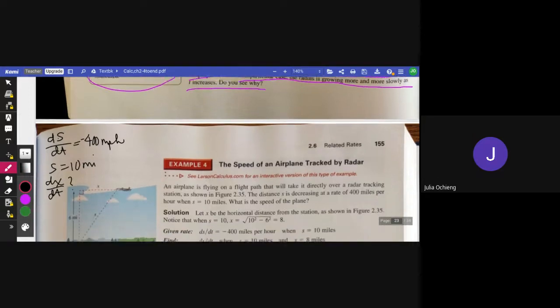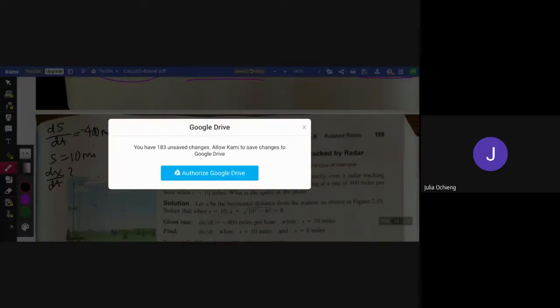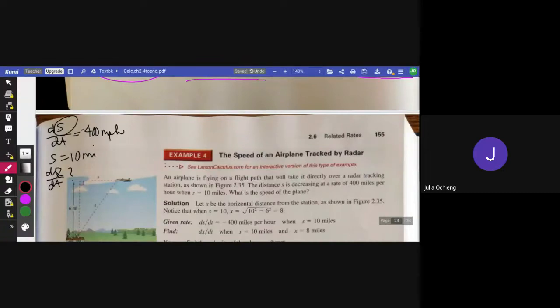They also gave us a picture of the radar and a triangle shape, which was quite nice of them, because then I know what the equation is that's going to give S, that's going to use S and X. See if you can set this up on your own and pause the video if you haven't already and finish this up.